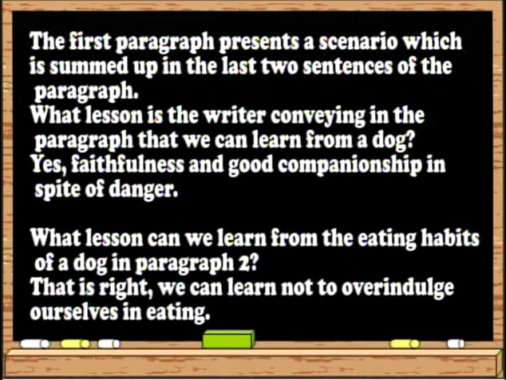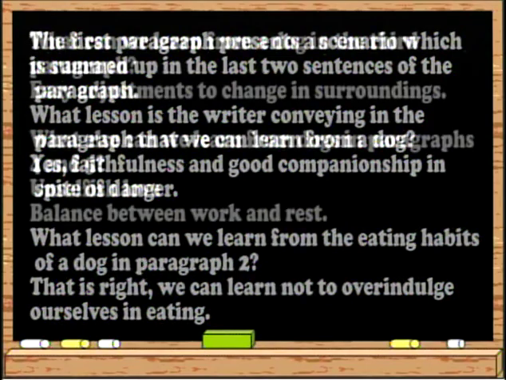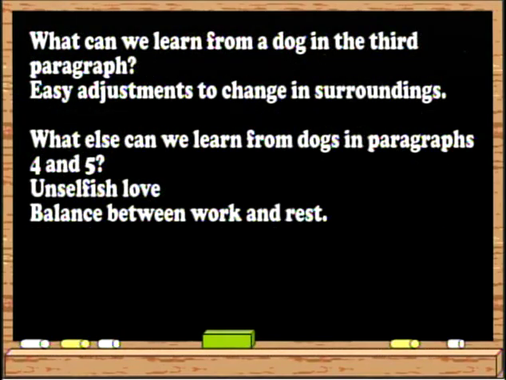What lesson can we learn from the eating habits of a dog in paragraph 2? That is right, we can learn not to overindulge ourselves in eating. What can we learn from a dog in the third paragraph? Easy adjustments to change in surroundings. What else can we learn from dogs in paragraphs 4 and 5? Unselfish love, balance between work and rest.